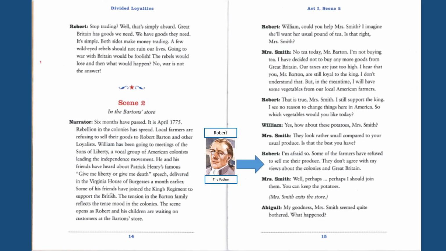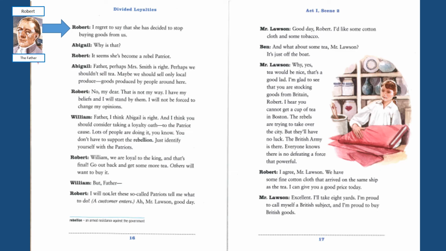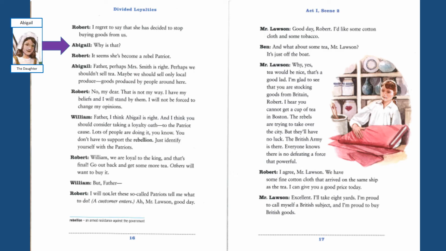I'm afraid so. Some of the farmers have refused to sell me their produce. They don't agree with my views about the colonies and Great Britain. Well, perhaps I should join them. You can keep the potatoes. My goodness, Mrs. Smith seemed quite bothered. What happened? I regret to say that she has decided to stop buying goods from us. Why is that? It seems she's become a rebel patriot.